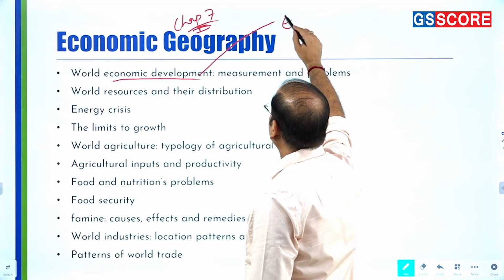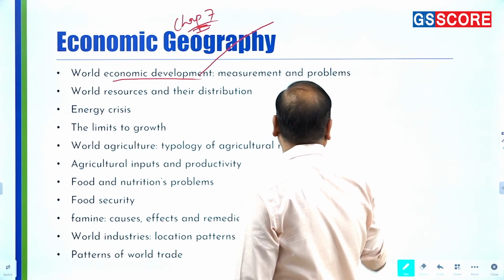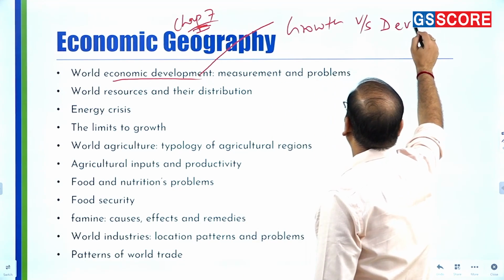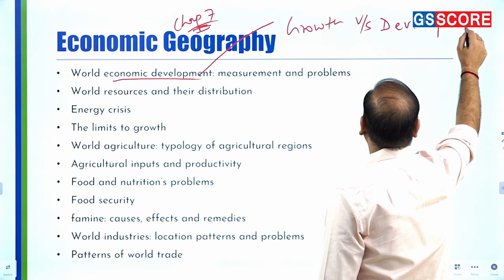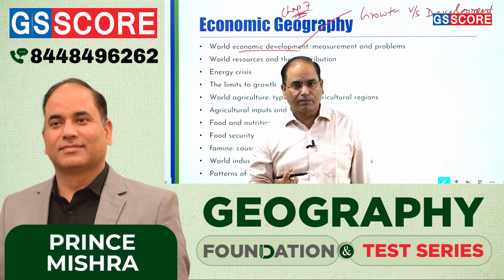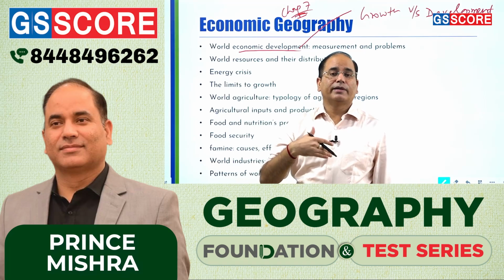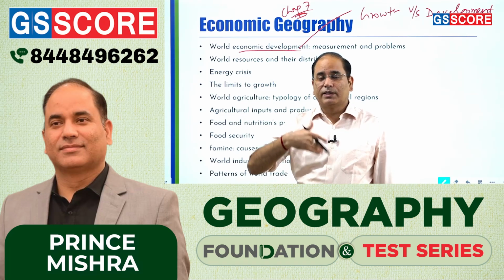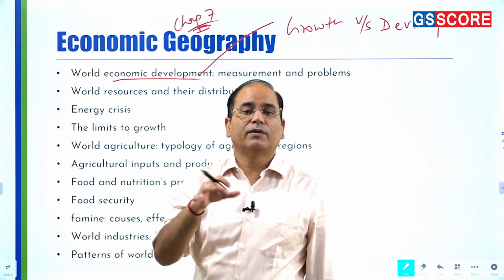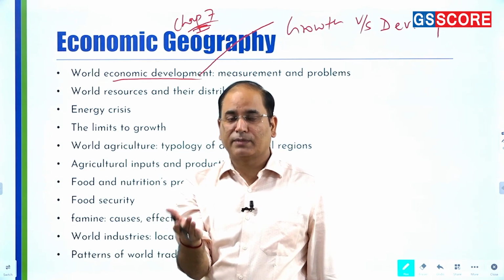Basically this topic is associated with the famous debate of growth versus development. Because in the earlier time period it was considered that economic growth is economic development, but later on it has been realized that economic growth will not give the guarantee that it will translate into development. Of course, development is not possible without growth, but growth doesn't translate into development by itself.